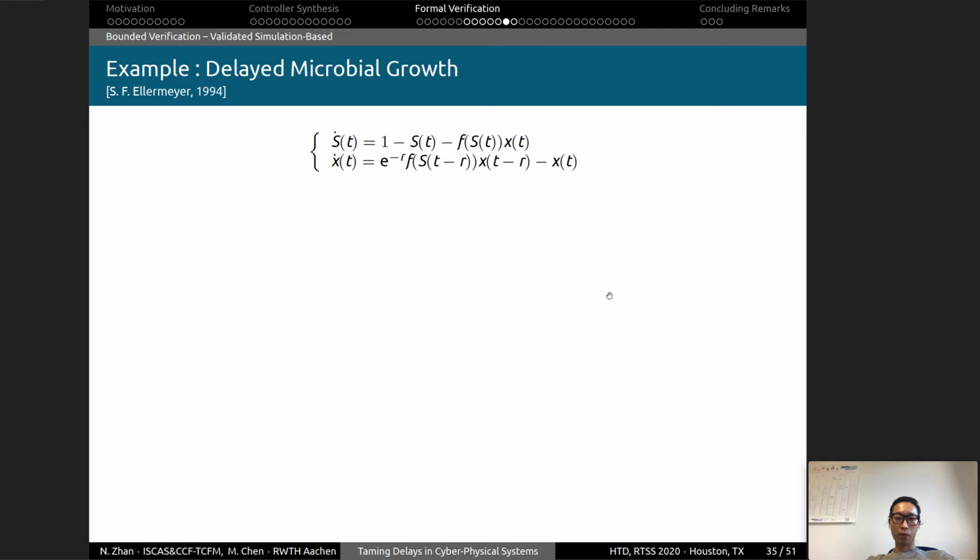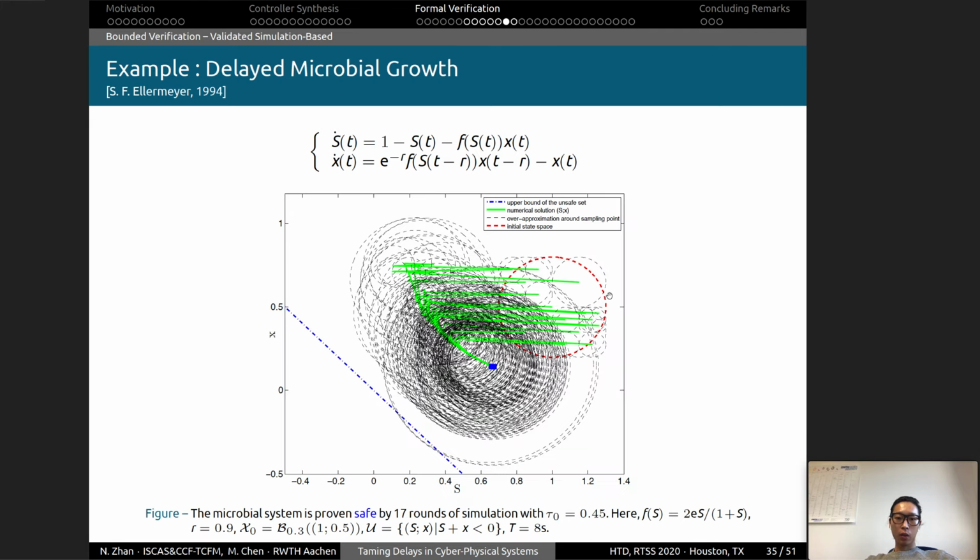Here's another example from biology. Well, this is a phase plot, and the red dashed circle is the initial set of states. Here you can see that the trajectory actually converges to some equilibrium. Now, in this example, we were able to verify safety by 17 rounds of simulations.